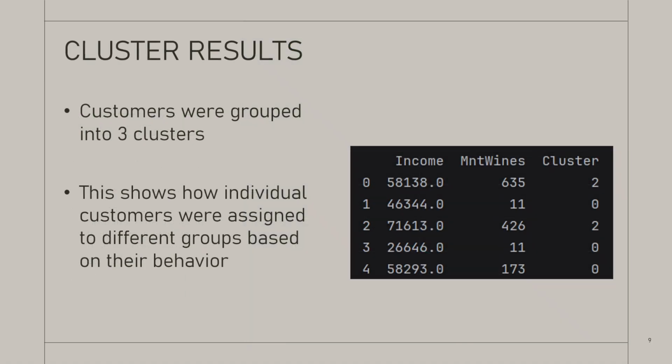Looking at cluster results, after running the model, each customer in the dataset was assigned to one of the 3 clusters. These clusters are based on similarities in income and spending behavior. This allows us to move beyond looking at individual data points and instead focus on patterns across groups of customers. By analyzing these clusters, we can better understand how different types of customers behave.